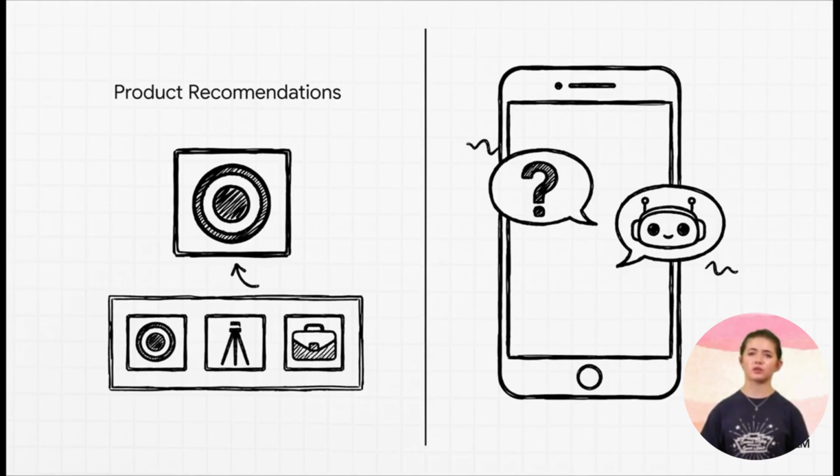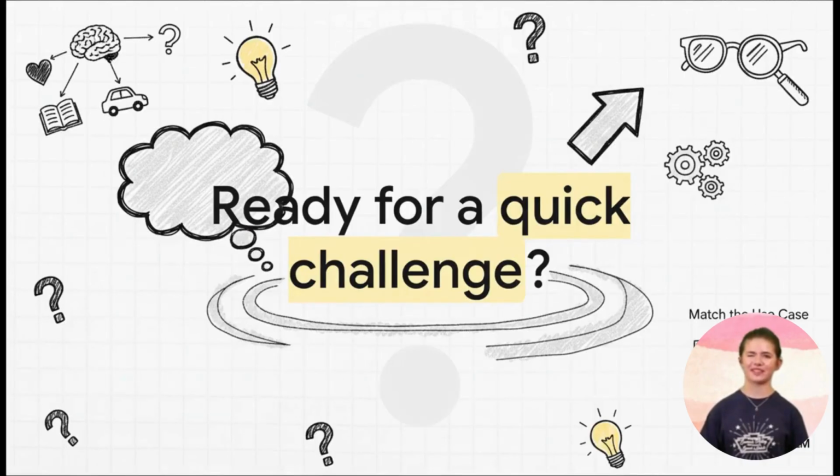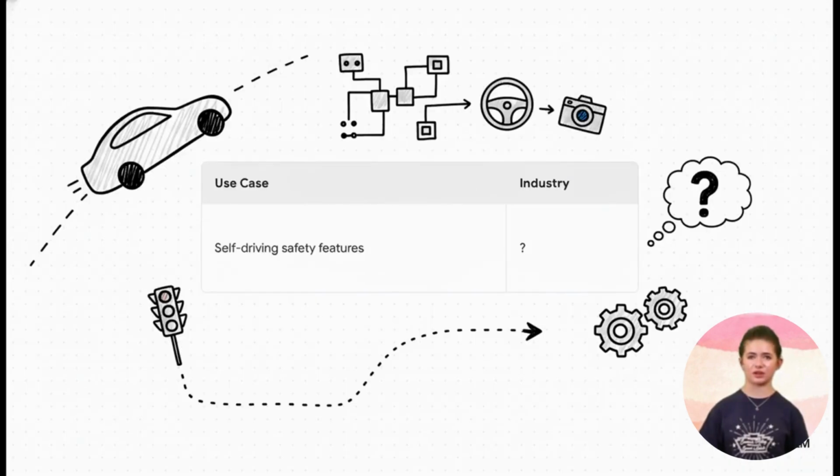Okay, so we've gone through a bunch of examples now. To make sure this is all really sinking in, how about we try a quick little challenge? Let's play Match the Use Case. Okay, first one. Self-driving safety features. Where does that one fit? Which industry are we talking about here? You got it, it's transportation. That's AI at work, making our cars safer every time we get behind the wheel.